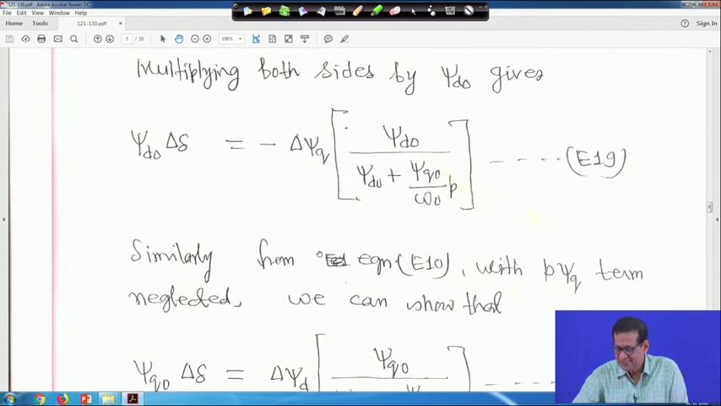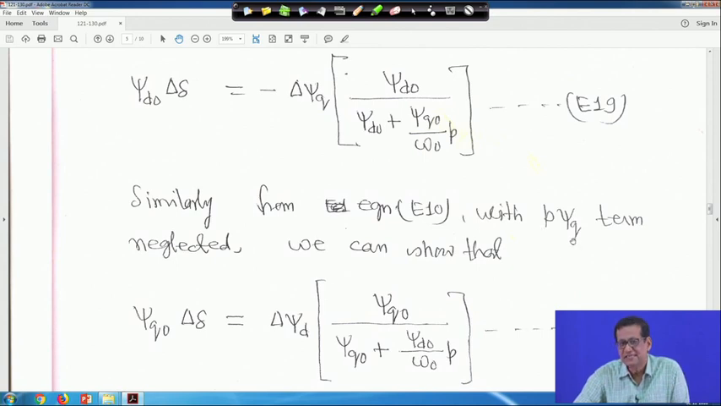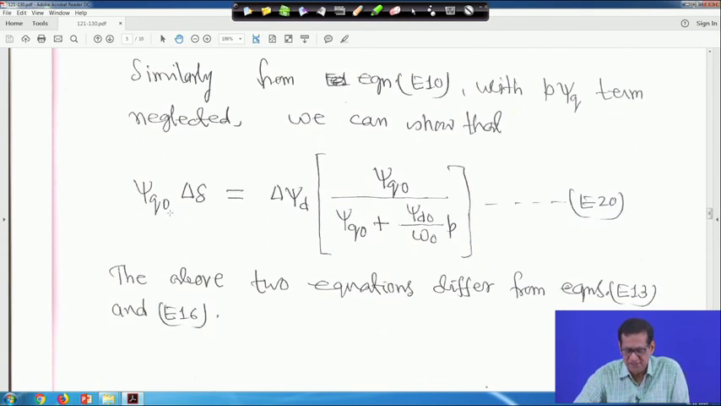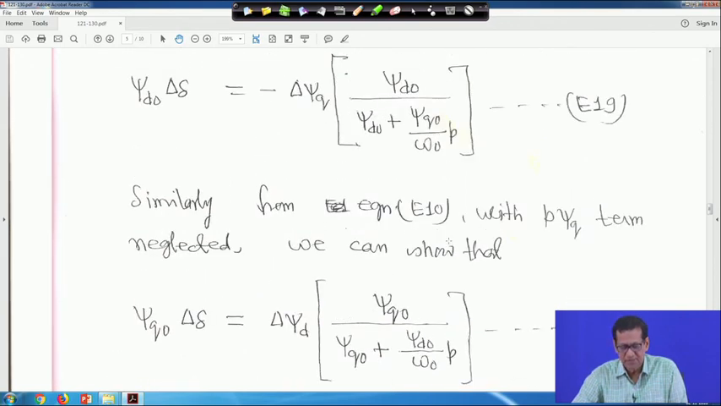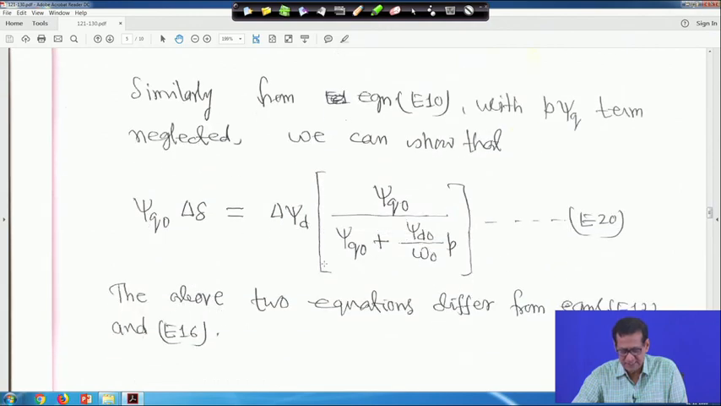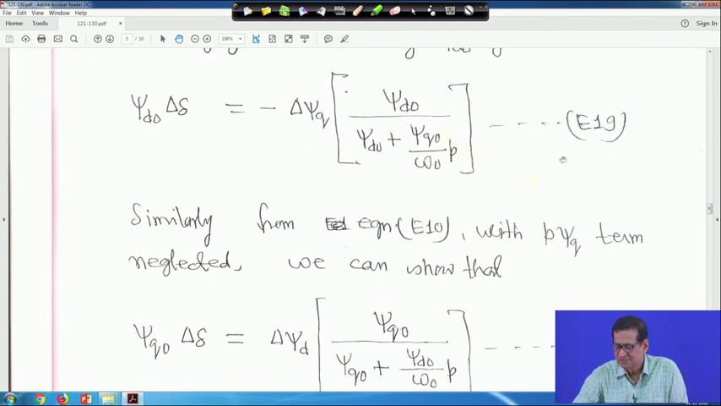Similarly, from equation E10, you neglect the p psi q term, that is, you drop p psi q. You make p psi q 0 in equation E10, and then we can show that psi q 0 delta delta is equal to delta psi d, then psi q 0 upon psi q 0 plus psi d 0 upon omega 0 p, right. So, if you look into this, the above two equations differ from equations E13 and E16. These two equations are not the same as your equation E13 and equation E16, right.